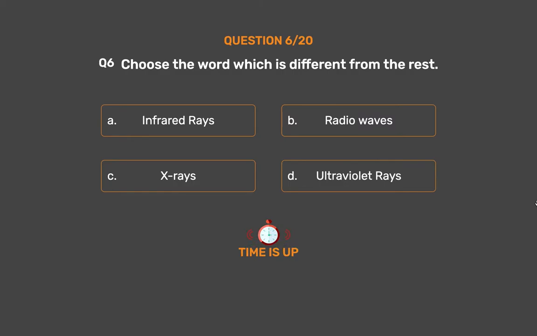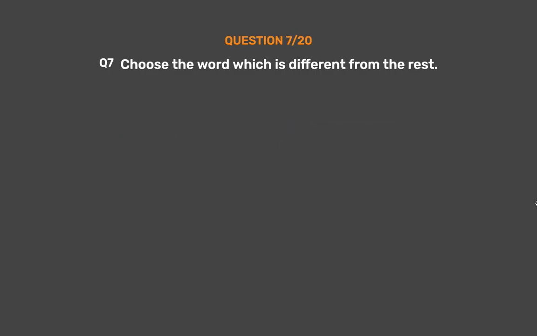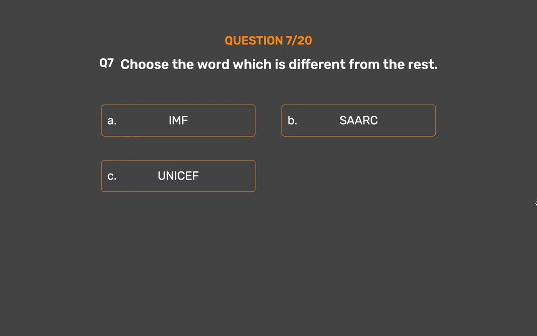The correct answer is Option B. Radio waves. All except radio waves are short wavelength radiations. Question number 7. Choose the word which is different from the rest. Option A. IMF. Option B. ZAC. Option C. UNICEF. Option D. WHO.